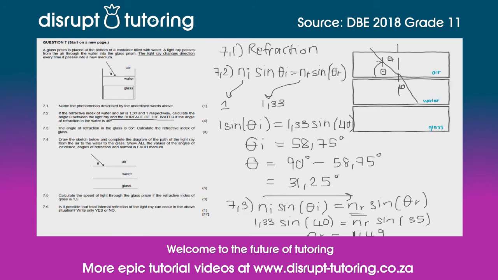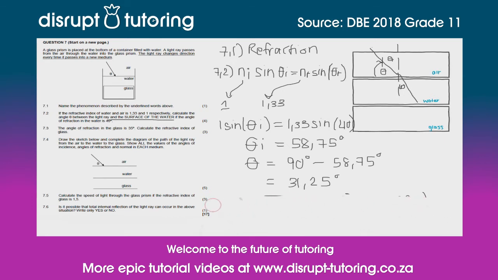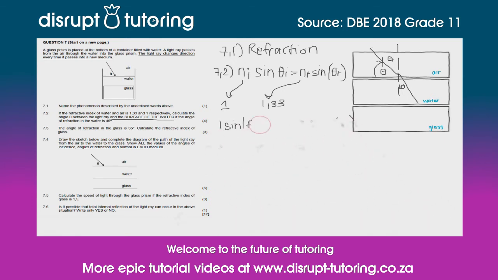Cool. So that's 7.3. Okay, so 7.4 requires us to draw a sketch. So let's just erase some of these things and just remember our answers.